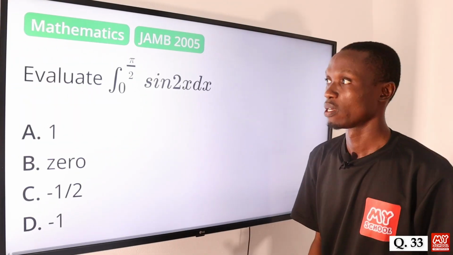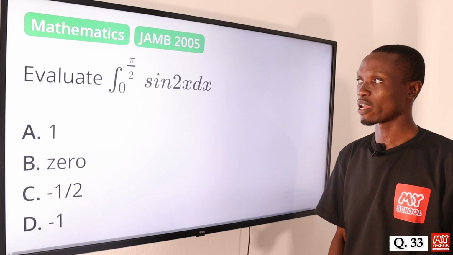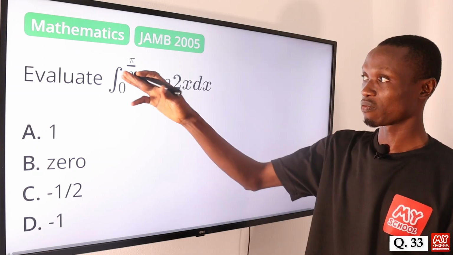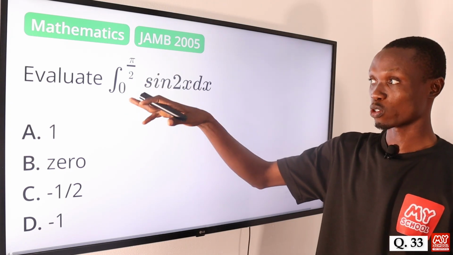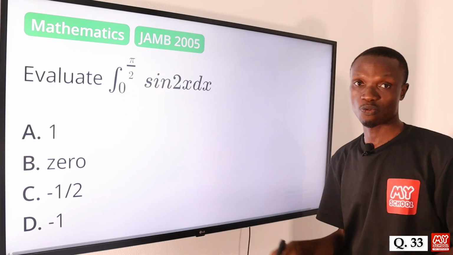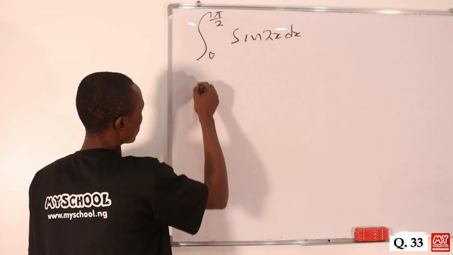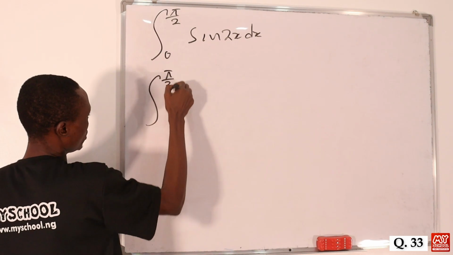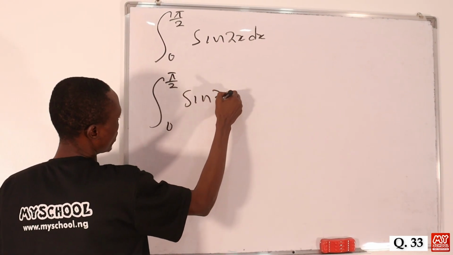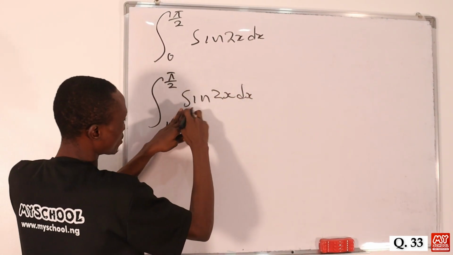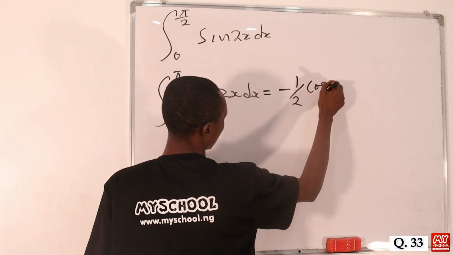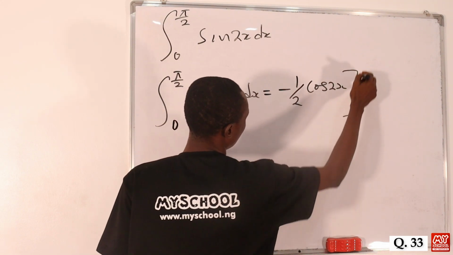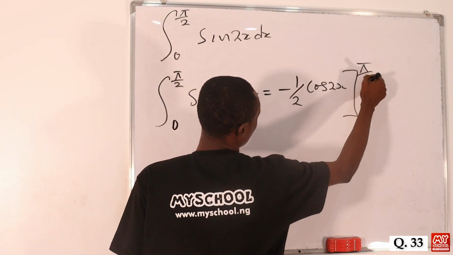Question 33. Evaluate the integral of sine 2x dx when we are given the upper limit to be equal to pi over 2 and the lower limit to be equal to 0. Okay, so let's move over to the board to provide the answer to this. So let us integrate with this limit. Sine 2x dx. So if we integrate sine, we are going to be having minus 1 over 2 cos 2x. So let's fix our limit, which is pi all over 2, then 0.